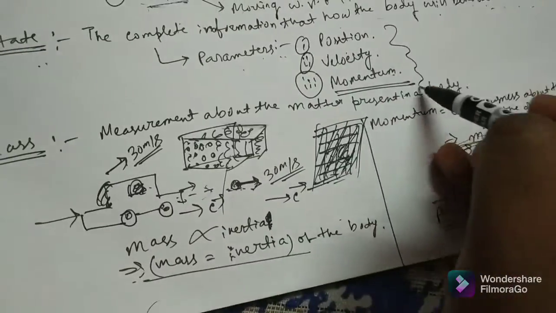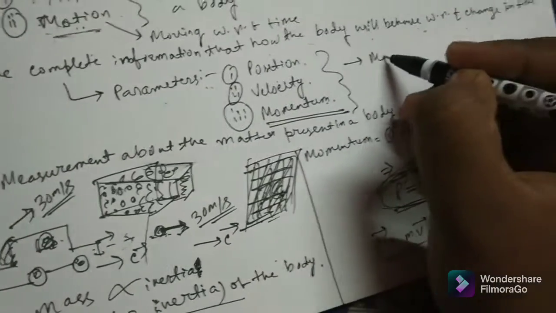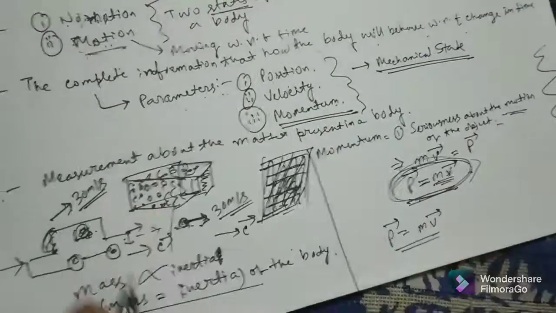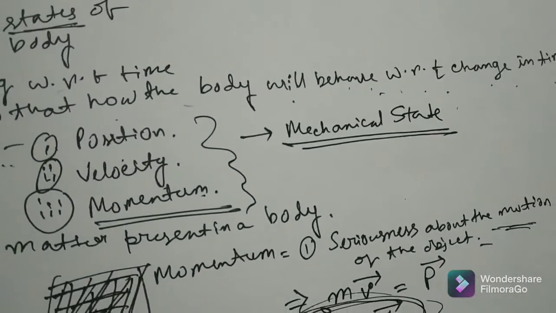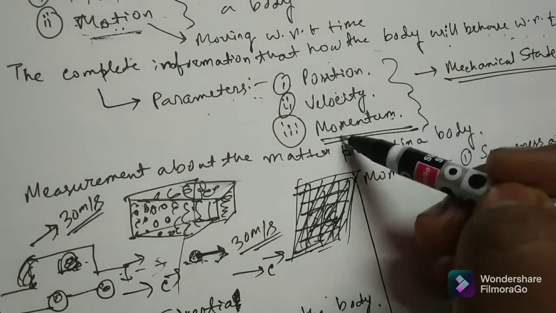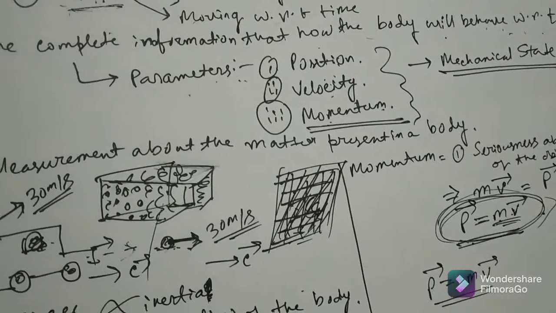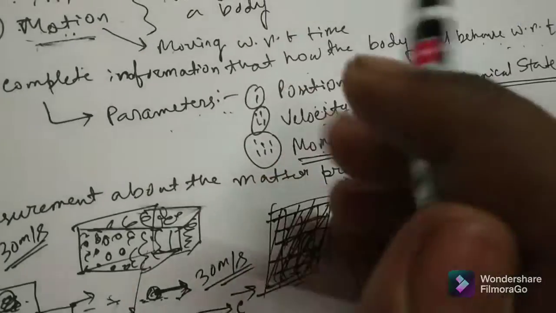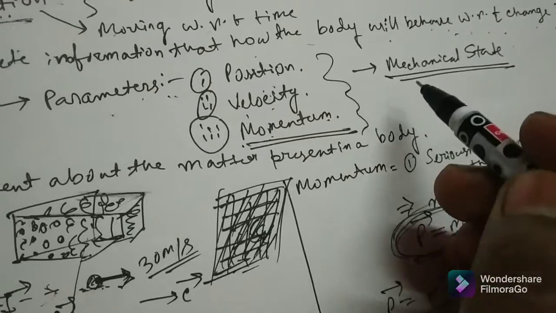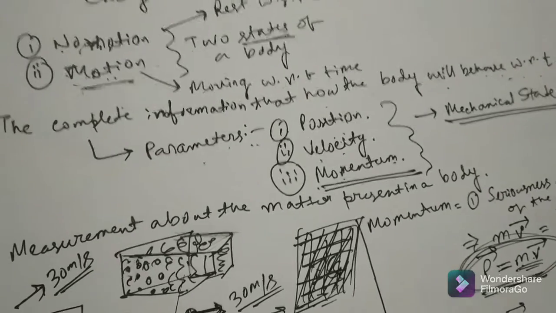These are the fundamental parameters. I also said that I'll discuss the mechanical state. This is what gives the information about the mechanical state of the body. Mechanical state means that these three parameters completely give information about the motion of the body. They tell us how the body will change its position in future, or it may not change.